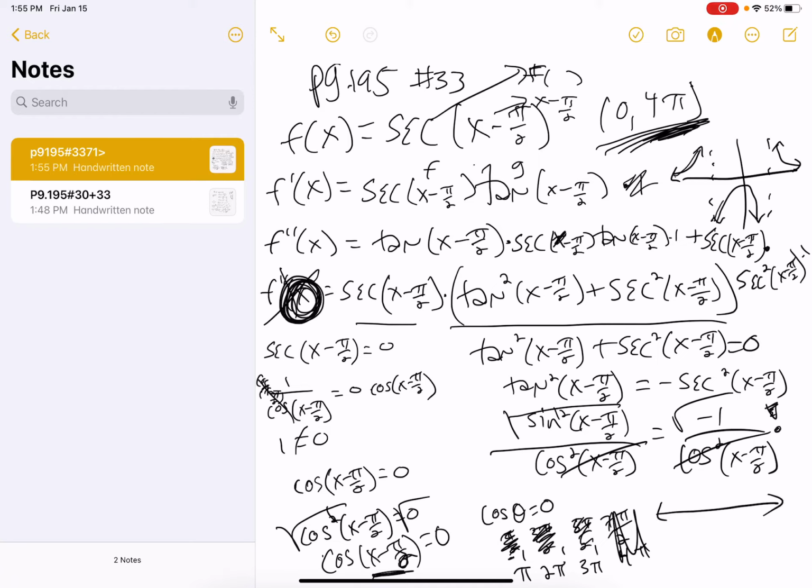So these are the numbers for my second derivative test, my sign analysis chart of the second derivative. Then from there, you can plug numbers in to see where it's positive or negative.